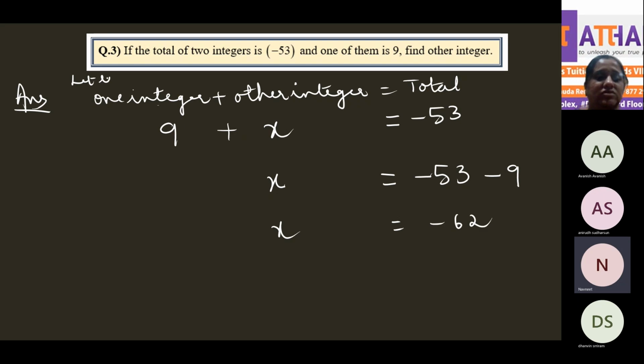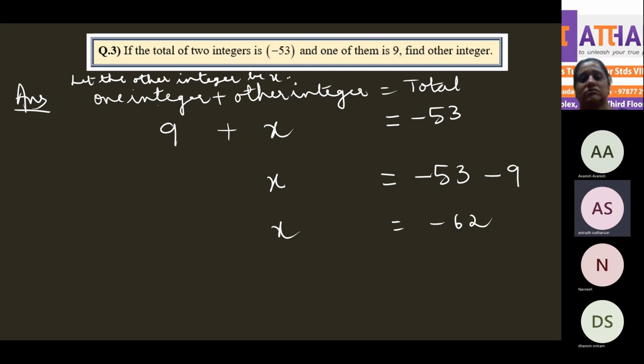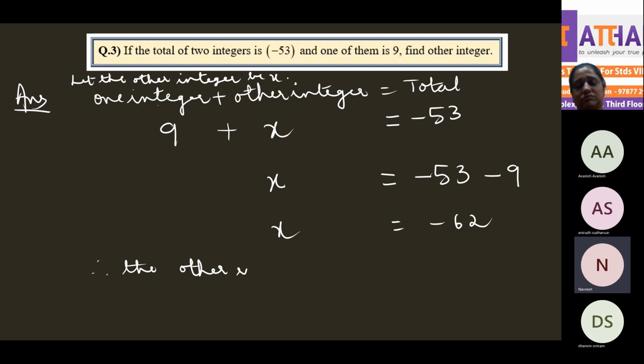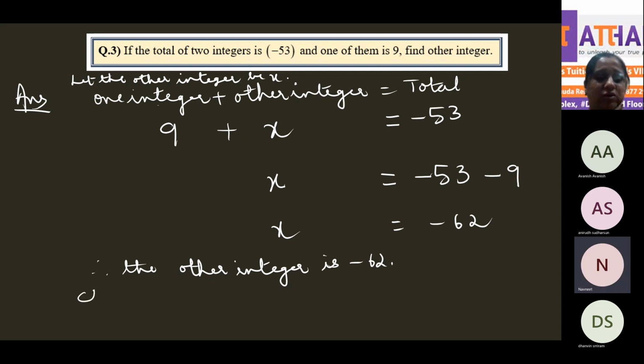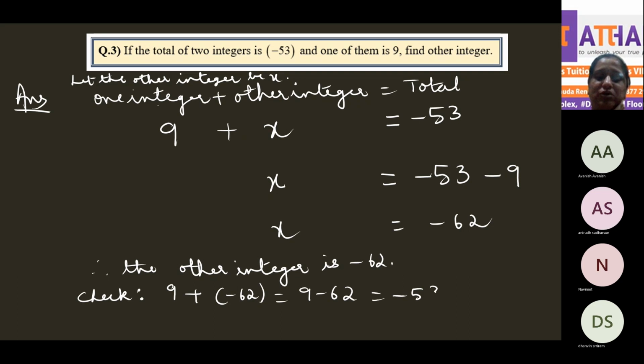Very good. So you should say, let the other integer be x. Now x is minus 62, ma'am. Therefore, the other integer is minus 62, ma'am. And also we can write the sum as minus 62 plus 9 is equal to minus 53. Very good, very good. You can check like that. So one integer is 9 plus the other integer minus 62. So it is nothing but 9 minus 62, which is minus 53. Very good. This is not needed, but this is how you check.